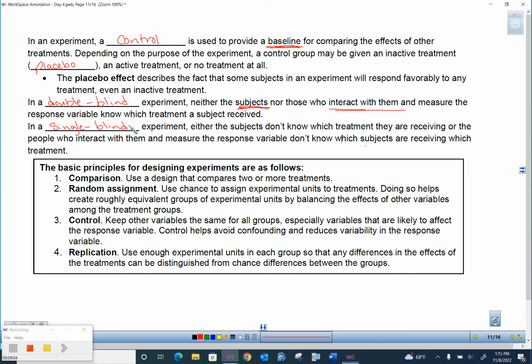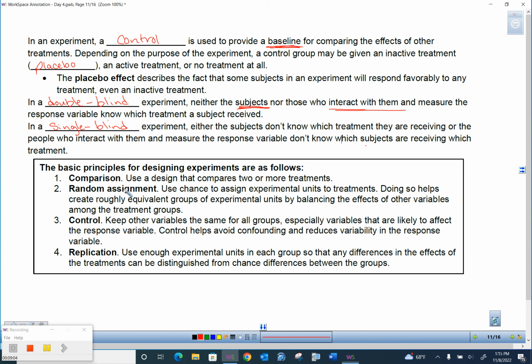When we're talking about the ACT online versus in person, they're going to know if they're online or in person, the subjects will, but we could blind the results from those who are interpreting it, so that could be a single blind study. So we've talked about some of these things already. We're just going to add names to them.